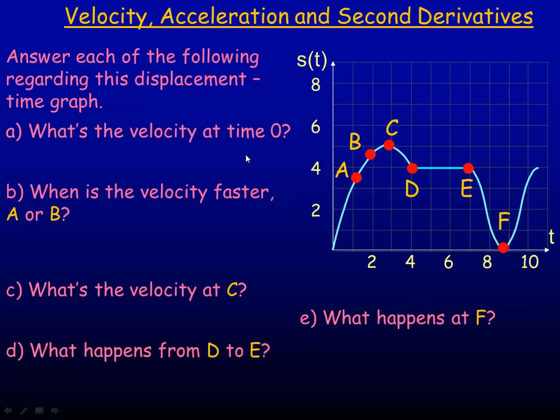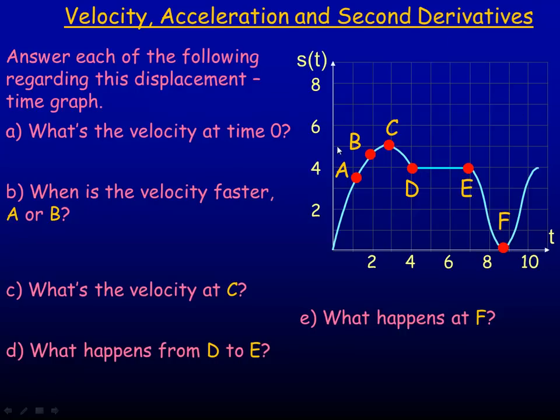In this video, we'll take a look at the concepts of velocity and acceleration and how they're related using derivatives, and also what a second derivative is. And we're going to start with a few examples on this page and some following ones as well.